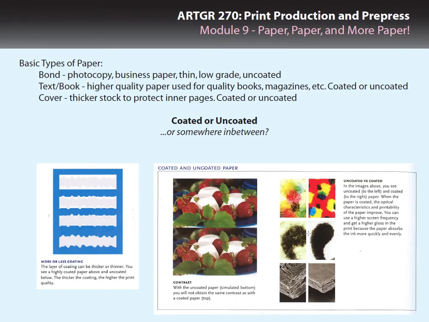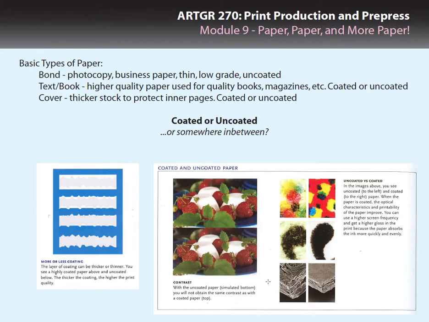You get sharper dot definition, and the color is also brighter because the coating keeps the ink up towards the surface of the paper, and it doesn't bleed into the fibers. On this side here, you can see the ink bleeding into the various fibers, and the result is duller colors and less sharp black and white, less sharp definition. And here's just a microscopic view of the coated versus uncoated papers.